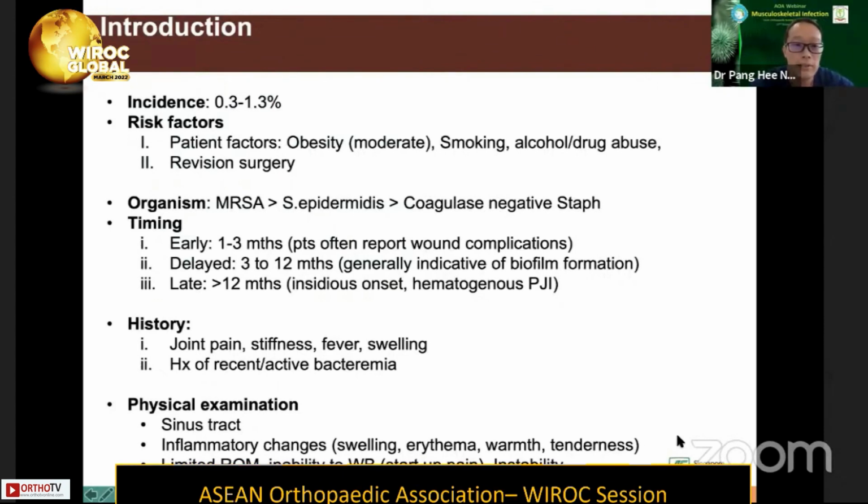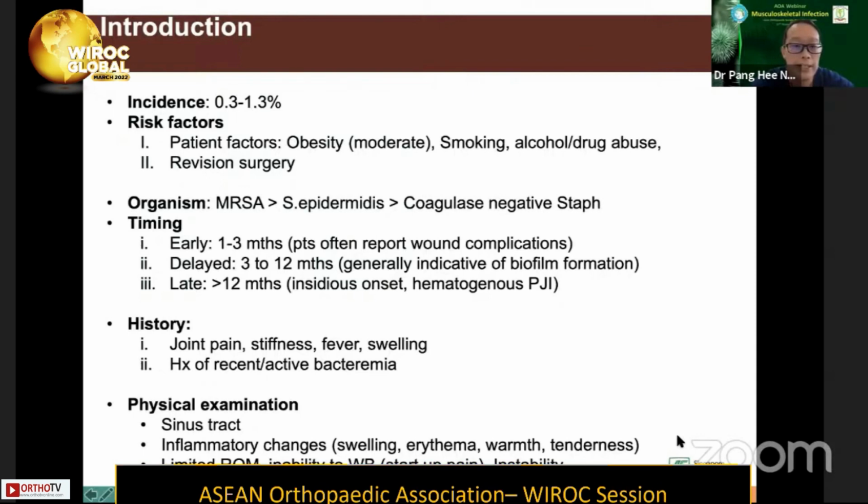If it's early, 1 to 3 months after the operation, usually it's associated with wound complications. In this case, there was a delayed wound complication, delayed wound healing. Okay, that is a high risk for wound infection. If it's delayed, it's usually indicative of biofilm formation, and we have to consider explantation, right, to remove the biofilm totally. With late onset, which is 12 months from the operation, we consider a low virulent, insidious onset microorganism or acute hematogenous PJI.